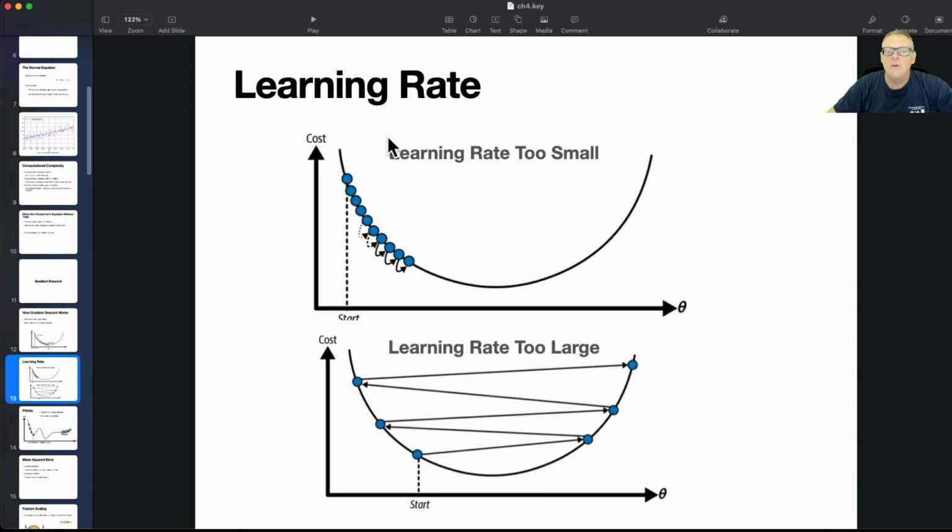So there's an issue of the learning rate. How big are the steps? Well, if you make the learning rate small, you take small steps, and then it will take you a long time to get to the bottom. If the learning rate is too large, then you'll be skipping over the bottom and missing it, and then skipping over this and missing it, and skipping over this and missing it, and not getting close to the bottom.